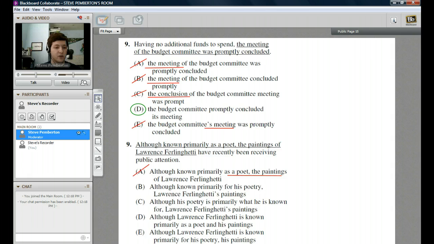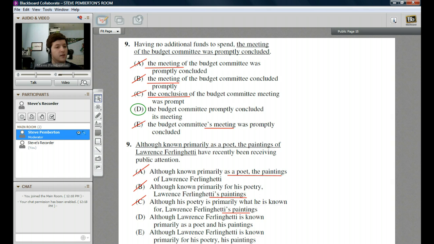Although known primarily for his poetry, Lawrence Ferlinghetti's paintings, it's closer, but again, now it had that error where it attaches the apostrophe S. The paintings aren't known for his poetry. He's known for his own poetry, so it should have been the person they listed. C. Although his poetry is primarily what he is known for, Lawrence Ferlinghetti's paintings. Again, closer, but it has the same error as B does. D. Although Lawrence Ferlinghetti is known primarily as a poet and his paintings. Okay, that makes it clear actually.